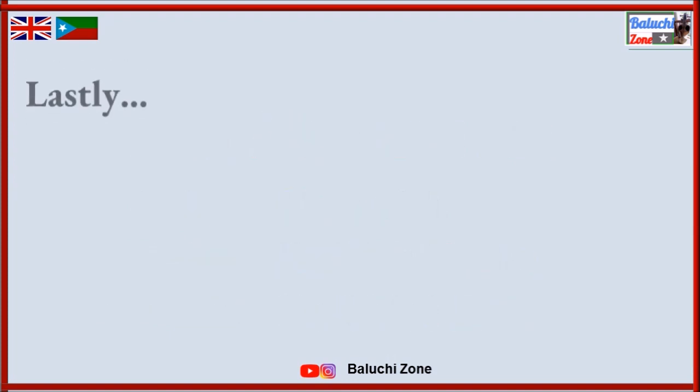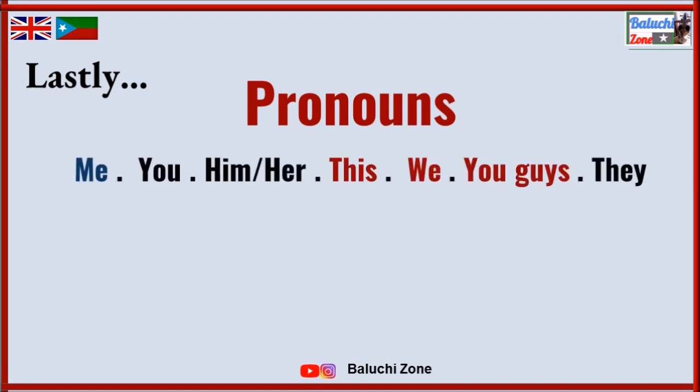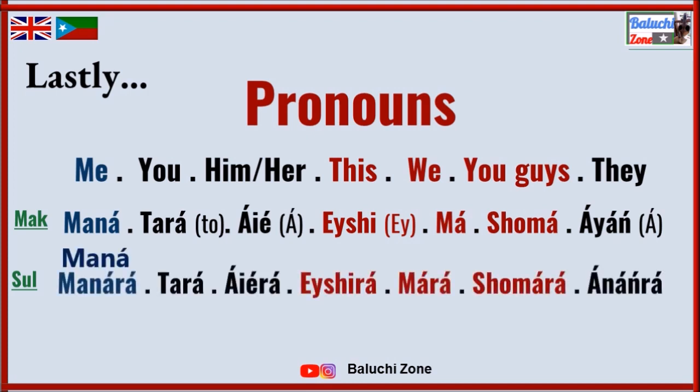The fourth and final difference between Makorani and Suleimani dialects is about pronouns. This is how we say the following pronouns in Makorani and Suleimani Balochi. Mana, tara, ai, ishi, ma, shuma, ayan. Mana, tara, ai ara, ishi ara, ma ra, shuma ra, anara.